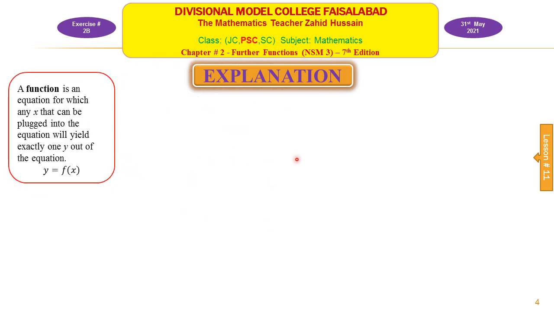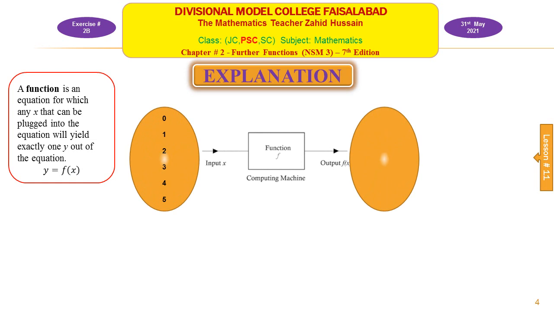Diagrammatical explanation of function and inverse function. A function is an equation for which any x that can be plugged into the equation will yield exactly one y out of the equation y is equal to f of x. This is what we have studied. Now this is the diagram. Function is just like a computing machine. Whenever you put in something, we will get something out of that machine.